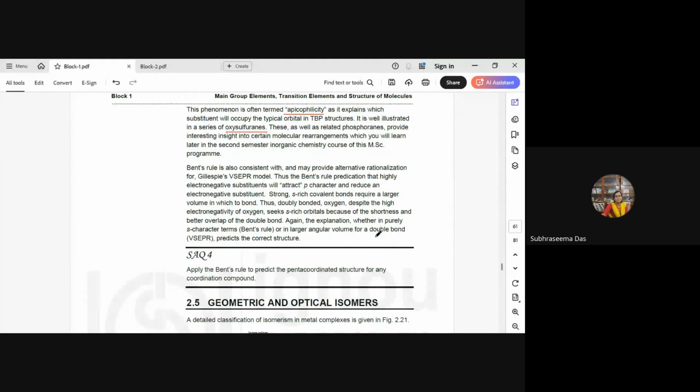Bent's rule is also consistent with the VSEPR model, or Gillespie's VSEPR model. The important characteristic of Bent's rule is that highly electronegative substituents will attract p character and reduce s character. Supposing doubly bonded oxygen, despite the fact that oxygen is highly electronegative, it still searches for the orbitals which have more s character. So that is how Bent's rule explains various types of geometries of molecules.